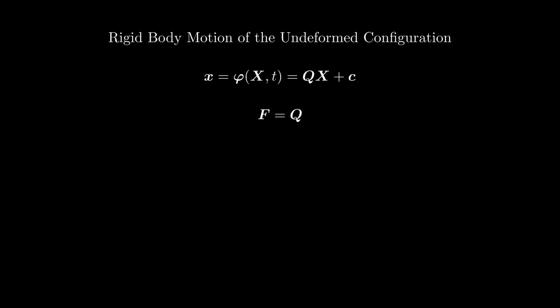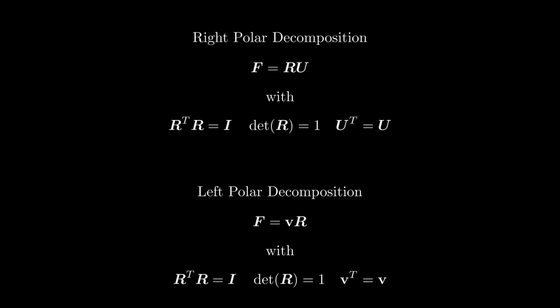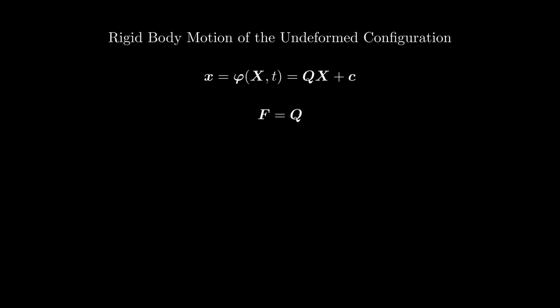This means that the deformation gradient depends on the applied rotation Q, and it is therefore not a pure measure of deformation. In the video about matrix decompositions, we have learned how to decompose F with the right and left polar decompositions. Let's apply the right polar decomposition to our example. F is decomposed into the rotation matrix R and the deformation matrix U, which is also called the right stretch tensor. In this example, F is equal to Q, which is a pure rotation. Therefore, we get R equals Q and U equals the identity I. This means that U does not change under rigid body motion of the undeformed configuration.